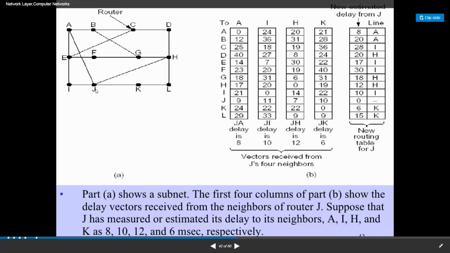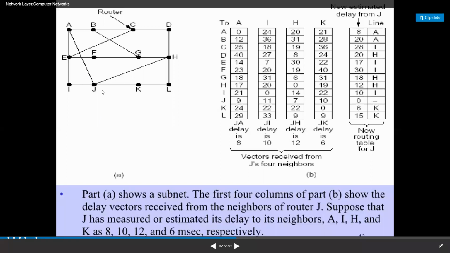The neighbors: J is connected to I, that is one neighbor. J is connected to K, one neighbor. J is connected to H, and J is connected to A. Here they have given the distances. I have taken the example of J to all its adjacent nodes I, K, H, and A. The distance between J and A is given as 8.